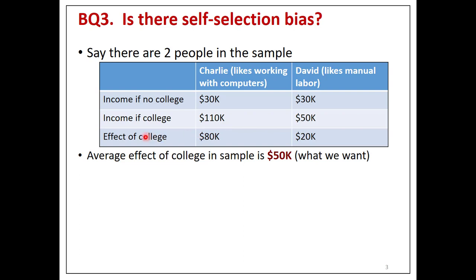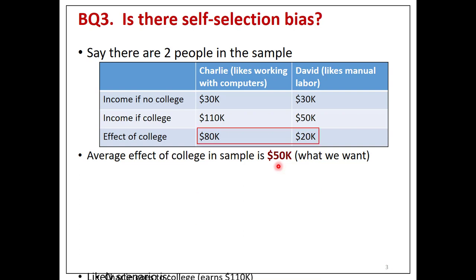Okay, and so the effect of college for these two people, well, for Charlie it's $80,000, for David it's only $20,000. And so here, the average effect of college in the sample, the average treatment effect, is going to be $50,000. This is what we want to estimate. This represents, in this sample, and hopefully then we can extrapolate to the population, the average effect of a college education on people's income.